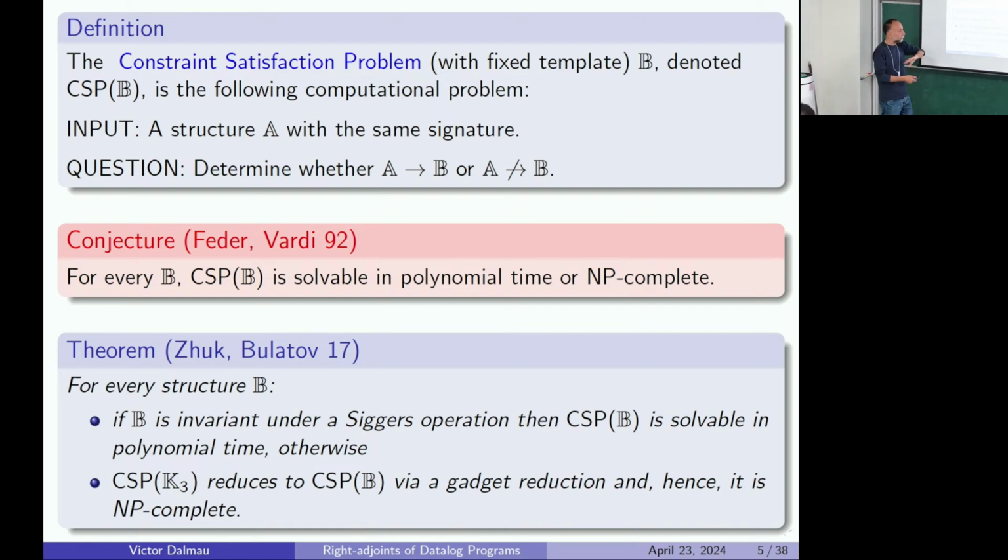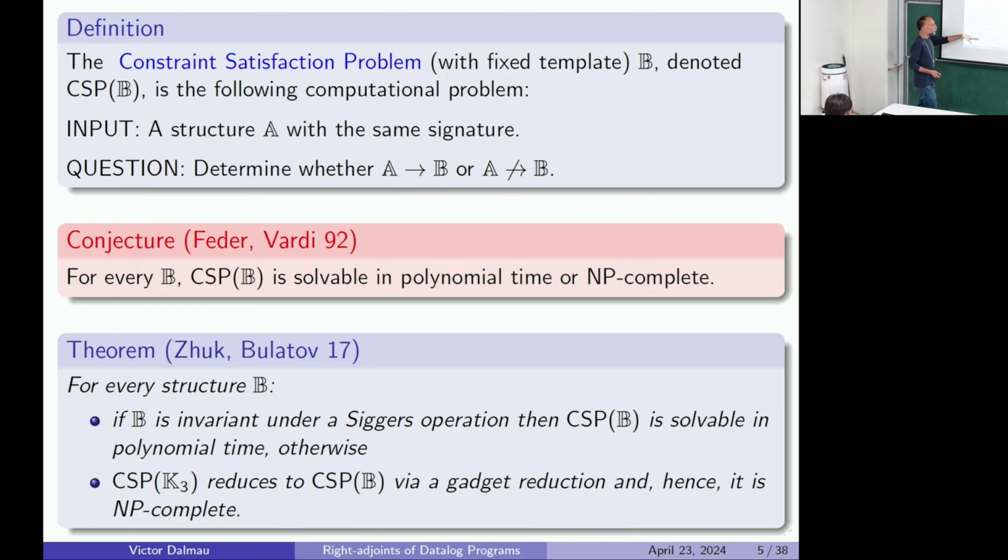That's the result from 2017, proved independently by Zhuk and Bulatov, and they proved that for every template, its associated CSP is either solved in polynomial time or is NP-complete. I will not present the proof. It's not necessary. I'm just using this to motivate what we'll do.